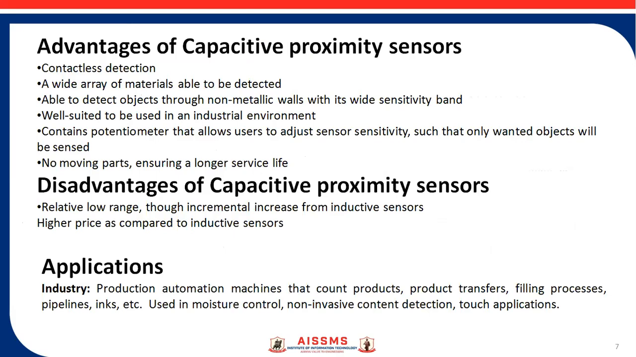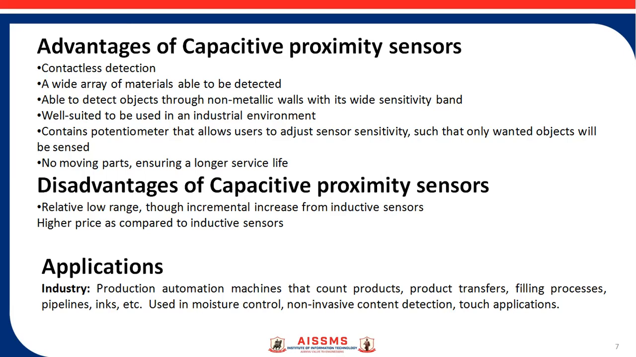Advantages of capacitive proximity sensors are contactless detection, a wide array of materials able to be detected, and the ability to detect objects through non-metallic walls with its wide sensitivity band. It is well suited to be used in an industrial environment. It contains a potentiometer that allows users to adjust sensor sensitivity such that only wanted objects will be sensed. It has no moving parts, so it ensures a longer life.